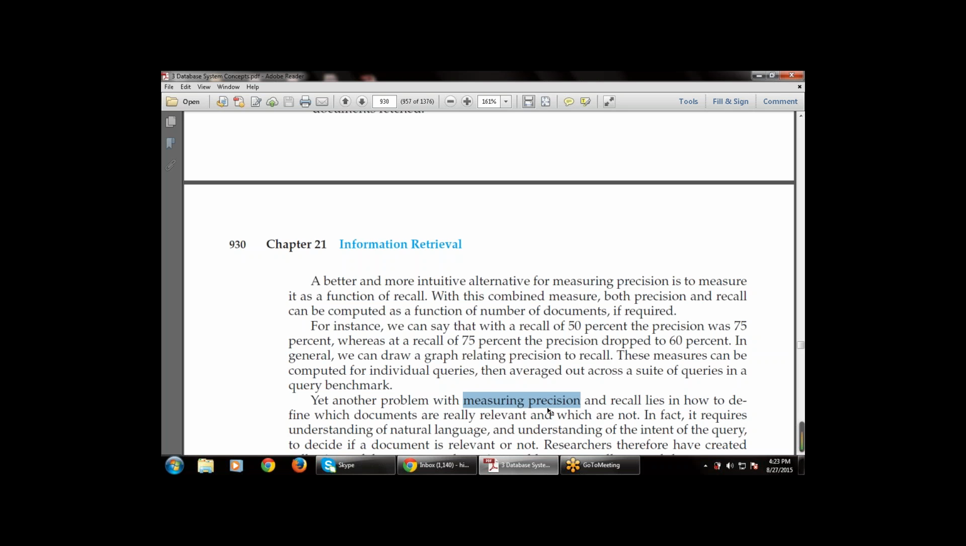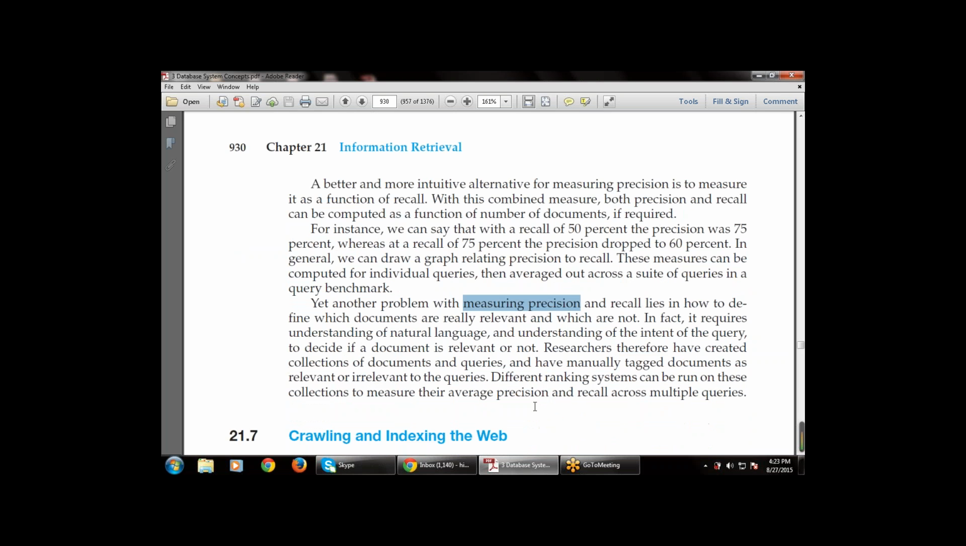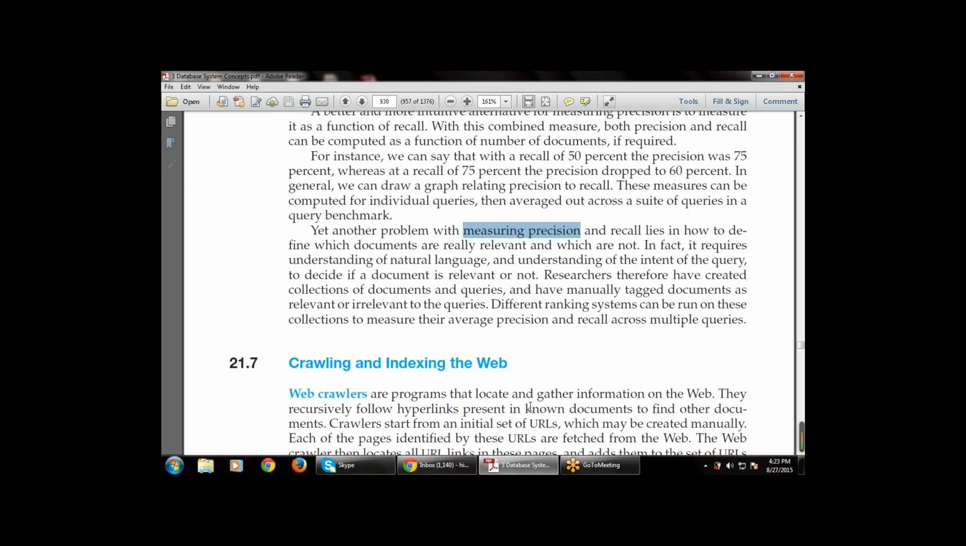Another problem with measuring precision and recall lies in how to define which documents are really relevant and which are not. That is, which documents are very useful and which documents are not relevant to the matter.